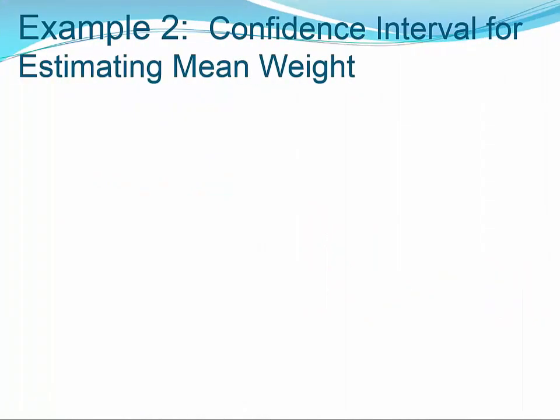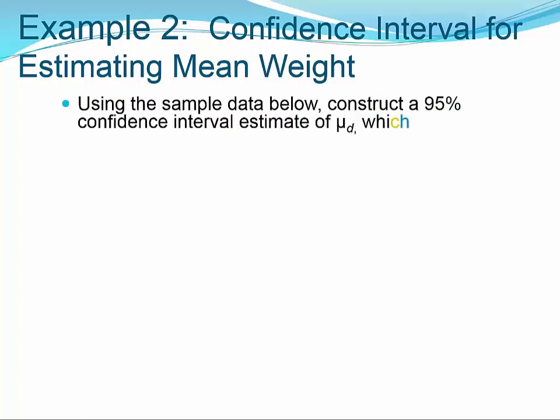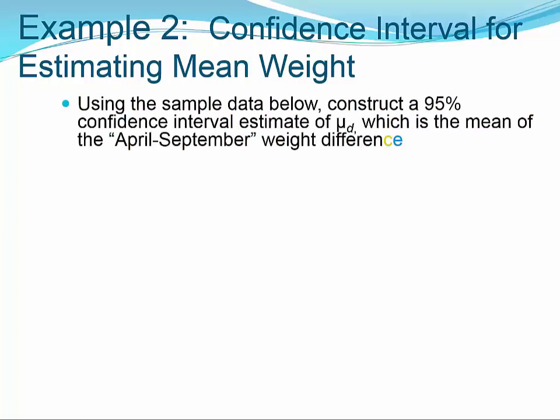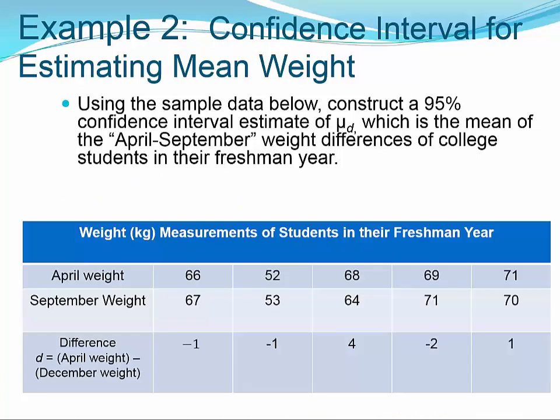Now let's set up a confidence interval for estimating mean weight. Using the sample data below, we're going to construct a 95% confidence interval estimate of mu sub d, which is the mean of the April to September weight differences of college students in their freshman year. So here's the same data that we used when we did the hypothesis test.